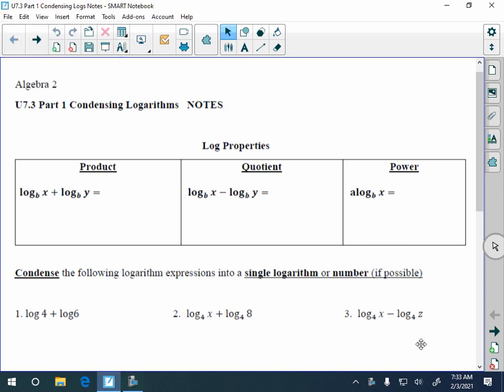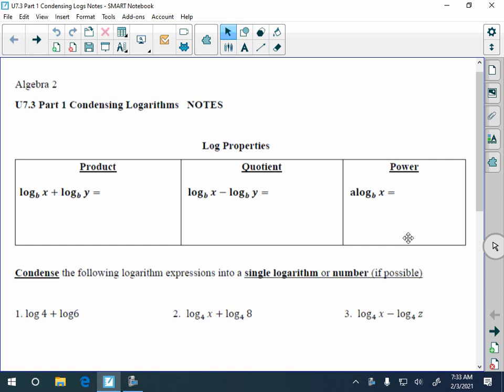All right, so we're going to continue on with Unit 7.3. Now, 7.3 I broke up into two parts, just like Unit 7.2. So in Part 1, we're going to look at condensing logarithms. And then in Part 2, we're going to look at expanding logarithms, which is going to be just the opposite. Now, all the properties that I talk about with log, L-O-G, will hold true to using ln, also natural log.